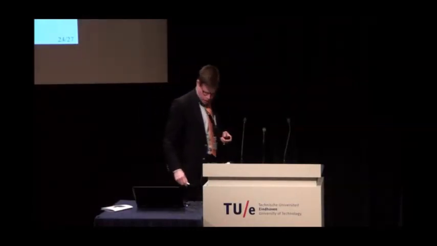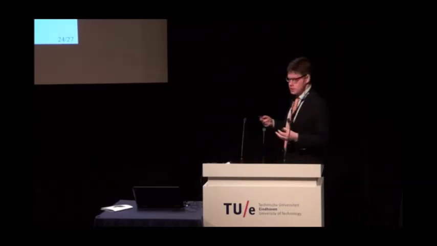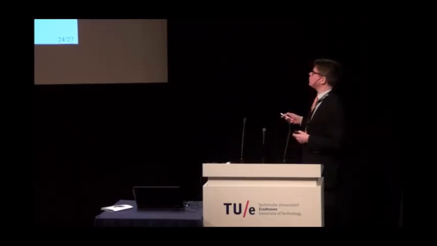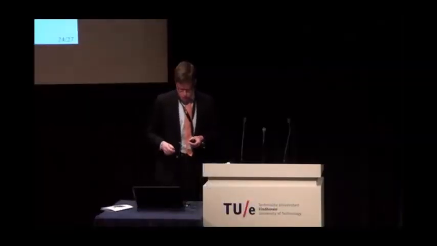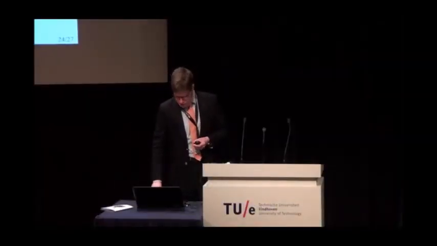At VKI we try a low-cost solution. We have 3 atmospheric boundary layer wind tunnels. One is this one where we can put rain inside, and we suck the air out by means of supersonic ejectors. There are no rotating parts, so we are busy now. We didn't succeed very well to put a cold gas cloud of until -50 through a porous floor, and like that we hope to be able to create a stable atmospheric boundary layer. This is really a need for the future for atmospheric boundary layer wind tunnels.